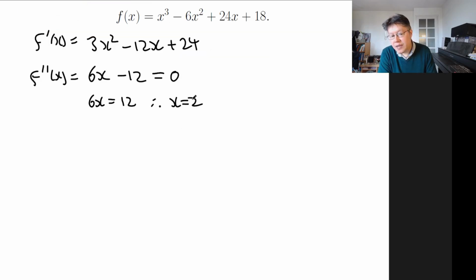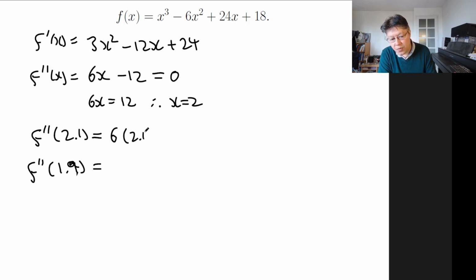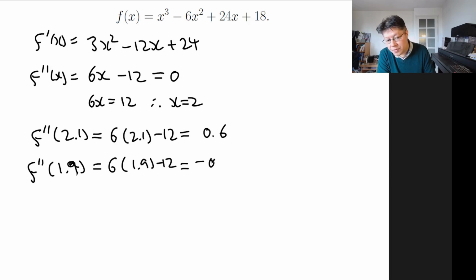So we need to substitute in x values that are close to 2 on either side into the second derivative. So if we do f double dash of, say, 2.1 and f double dash of 1.9. So these are two numbers that are very close to 2 but are on opposite sides. And we want to work these out. So that's 6 times 2.1 minus 12, and if we just calculate that, that equals 0.6. And here we get 6 times 1.9 minus 12, and that equals minus 0.6.